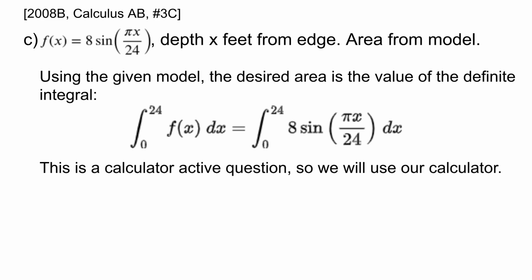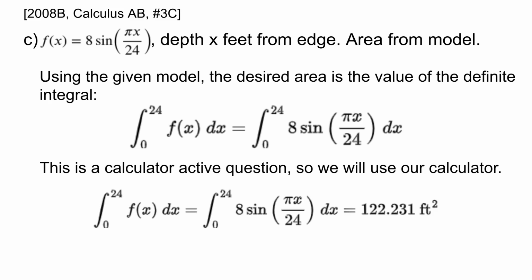And since this is a calculator active question, we will use our calculator again. The integral from 0 to 24 of f of x dx is the integral from 0 to 24 of 8 times the sine of pi x over 24 dx. And that turns out to be 122.231 square feet.